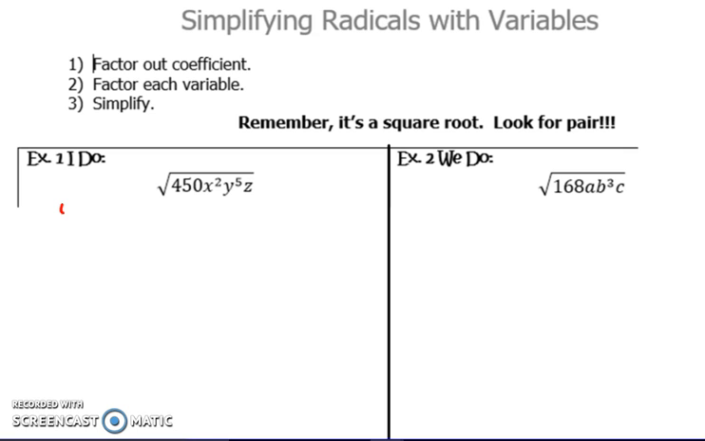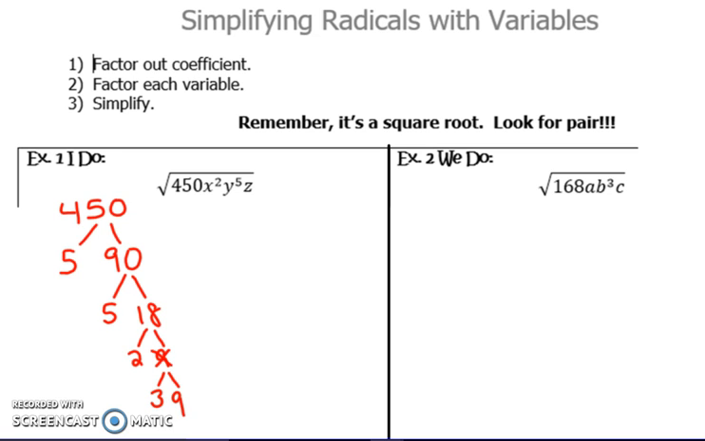So if I look at this first one, I'm going to start with the number 450. Well, I can do 5 times 90. 90 breaks into 5 and 18. 18 I can break to 2 and 9. And then 9 breaks to 3 and 3. I'm going to cross out all the numbers I use. Now, I want pairs. Well, I have a pair of 5s and a pair of 3s with 2 left.